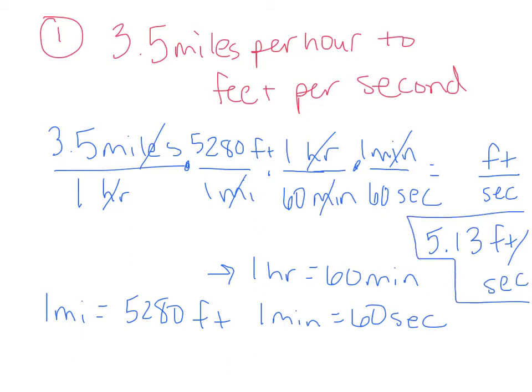So if you're moving at 3.5 miles per hour, that's like going 5.13 feet every second. I'm going to recalculate that one more time just to make sure we got it right. And we did. It's always good to go through more than once just to make sure you're doing everything right and you didn't type anything in wrong. Okay, let's try another one.